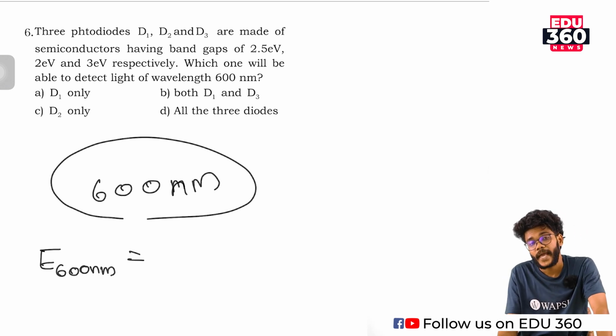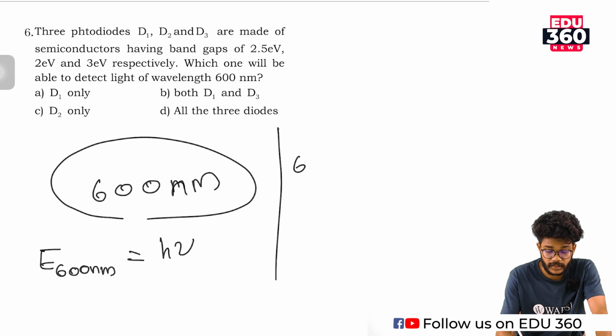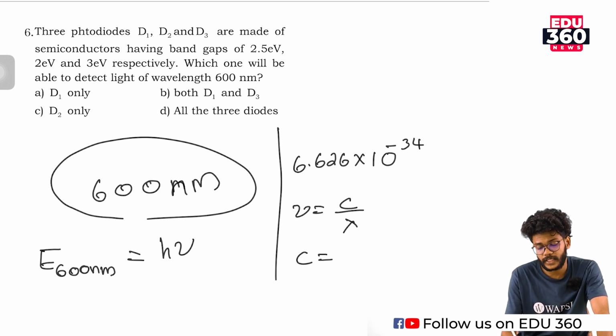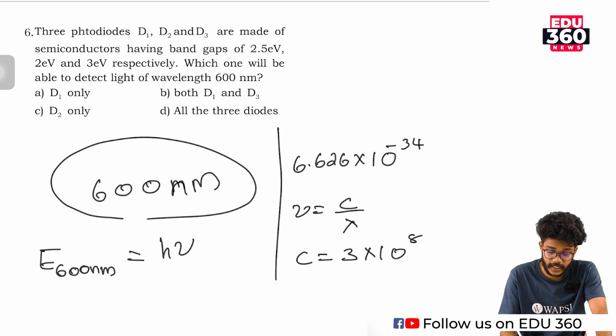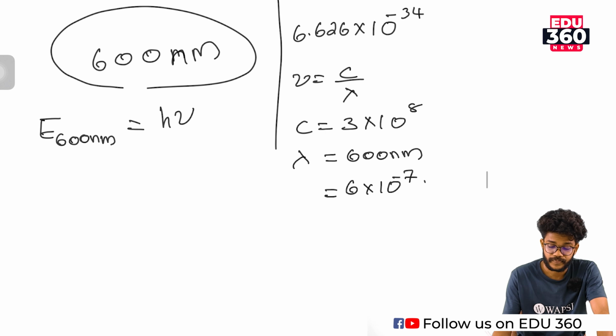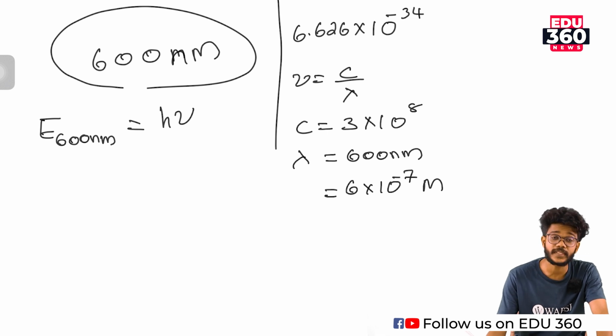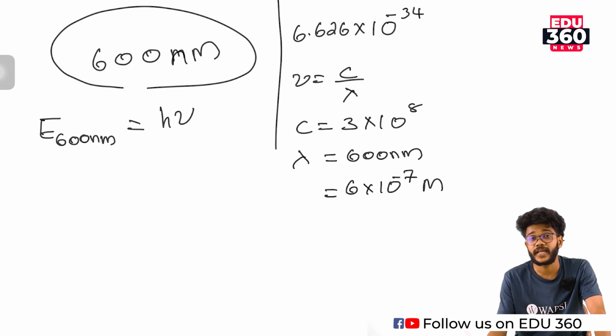E is equal to h nu. What is h? h is the Planck's constant, 6.626 into 10 raised to minus 34, and nu is equal to c by lambda. What is c? 3 into 10 raised to 8. And what is lambda here? Lambda is 600 nanometer, which is equal to 6 into 10 raised to minus 7 meter. Nanometer means 10 raised to minus 9, angstrom means 10 raised to minus 8. So 10 raised to minus 9 into 100 is 10 raised to minus 7. So 6 into 10 raised to minus 7 meter is the wavelength lambda.